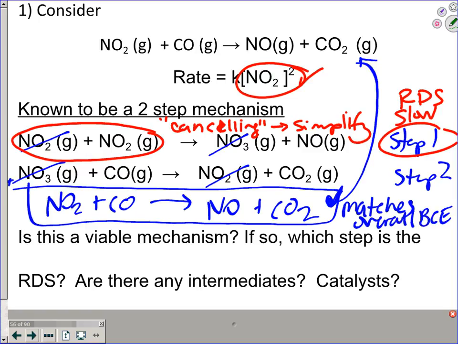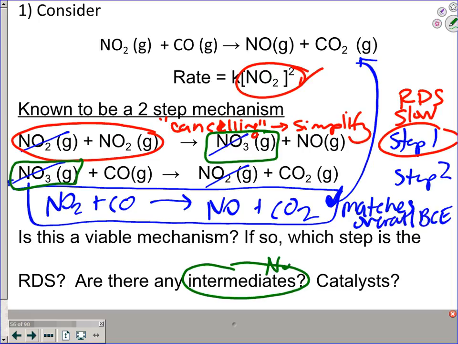Shout them out, come on. Nitrogen trioxide, so it's formed and then used. Okay, so the green stuff is the intermediate. So NO3 and NO3, are there any other intermediates? I'm not forming anything and then immediately using it, right? So this is the only other thing I formed. Do I immediately use it? No. So that's the only intermediate.